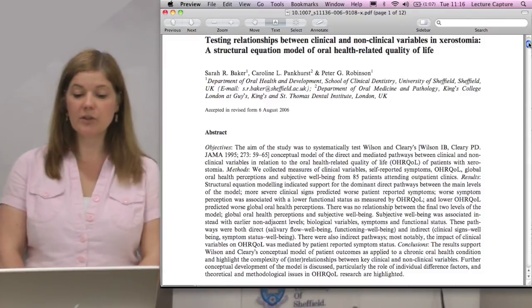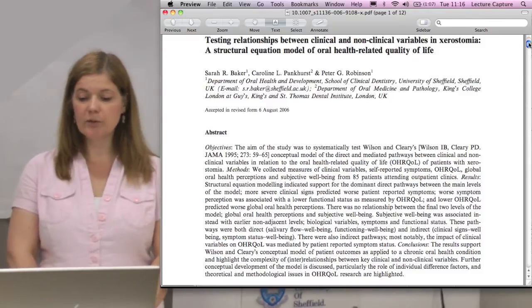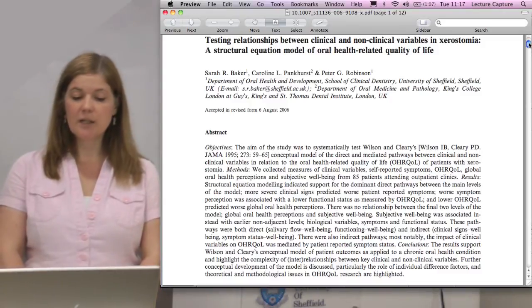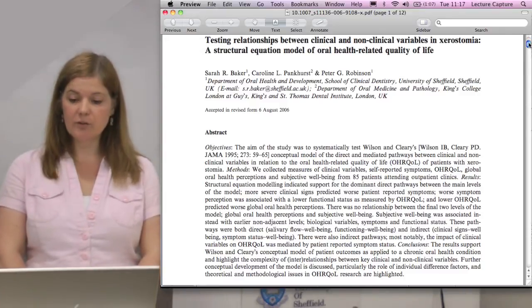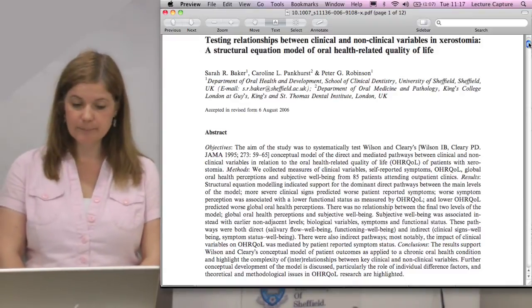We collected measures of clinical variables, self-reported symptoms, oral health, quality of life, global oral health, and subjective well-being. So we measured each of those with either clinical instruments or questionnaires. There were 85 patients who were attending outpatient clinics.